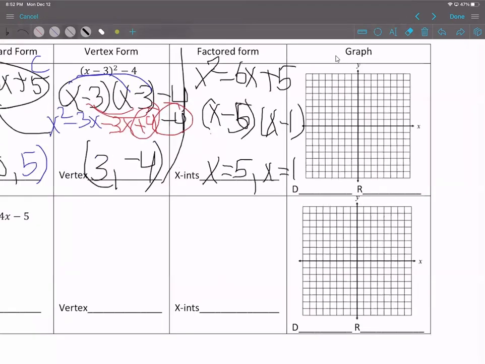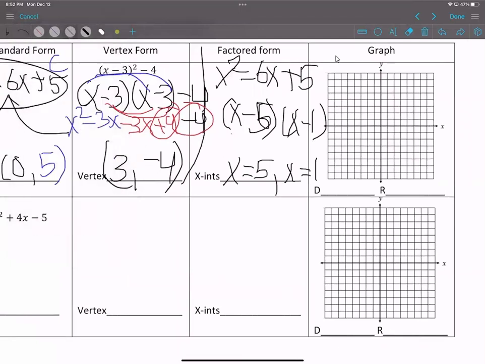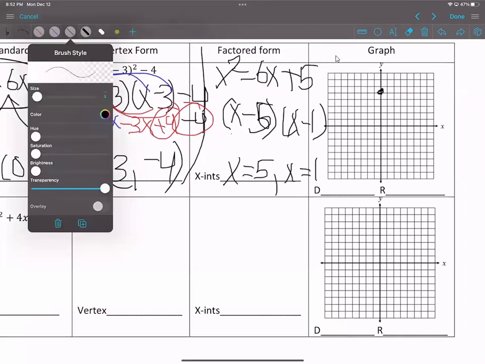And then on your graph, we can just use these different points we've got. So my y-intercept 0, 5 would be here. This is kind of hard on the iPad, at least for my boomer self. 3, negative 4 would be down here.